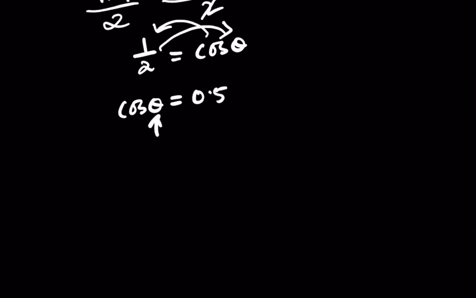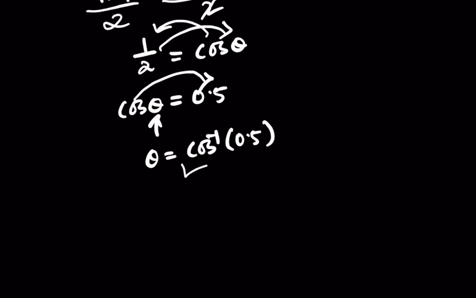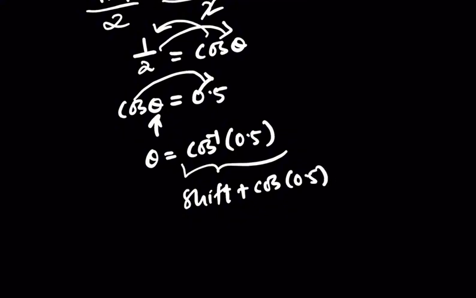Since we are finding this theta, take cosine on the other side of the equation. So theta equals cosine inverse of 0.5. So when you take it on the other side, it becomes inverse. To perform this in calculator, press shift plus cos of 0.5, which gives us 60 degrees. And make sure your calculator is in degree mode before you perform this calculation.